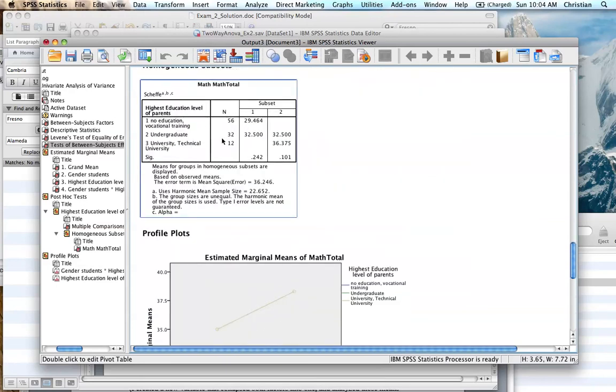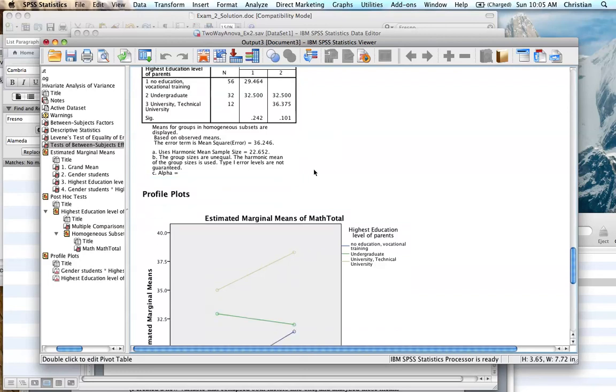This box here is also interesting because it tells you which groups are the same and how groups differ from each other. So for example, there's one subset that goes together and another one that goes together. So this tells you no education is not different from undergraduate, right? They're not different from each other, and university is not different from undergraduate. Those go together. This is another way of telling you that the university and no education groups are different, because they don't appear in the same group together.